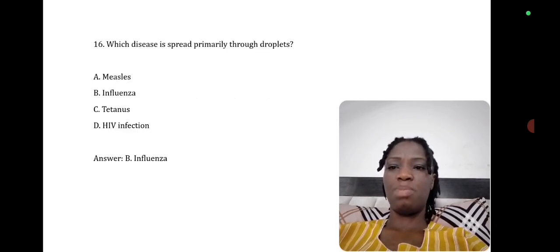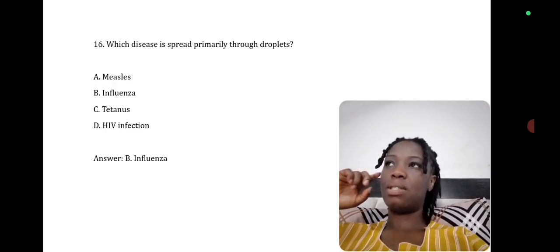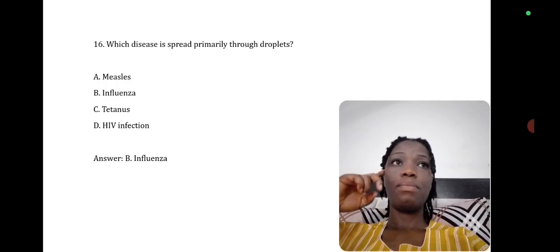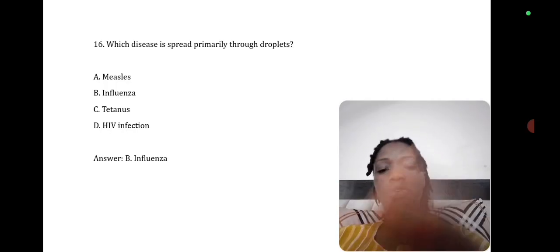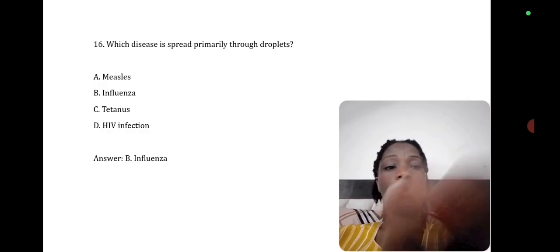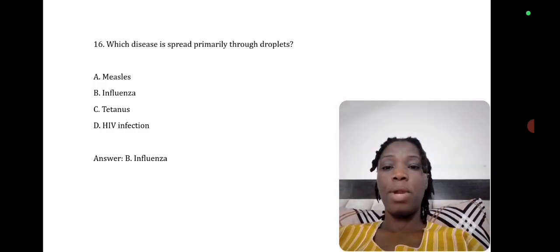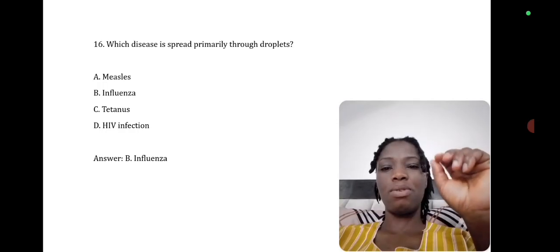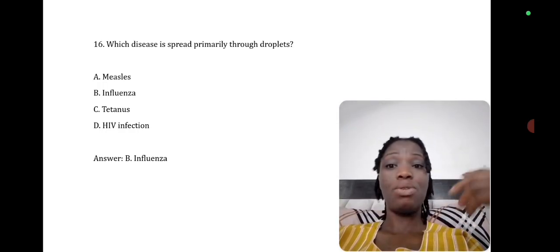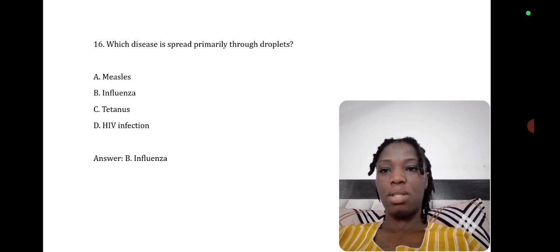Question 16. Which disease is spread primarily through droplets? Droplets is different from airborne. Droplets is like, let's say you carry water and you sprinkle it. That's droplets. You know, when the water is dropping, you'll be seeing it. So it's different from airborne. Airborne, they are tiny, tiny particles like vapor. Most times you cannot see airborne, but sometimes you can see droplets.